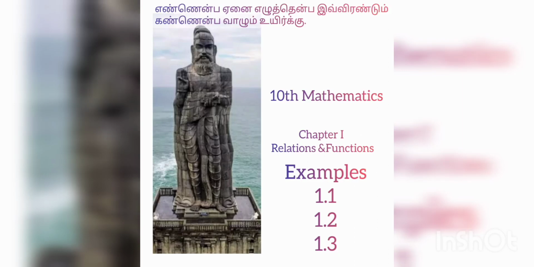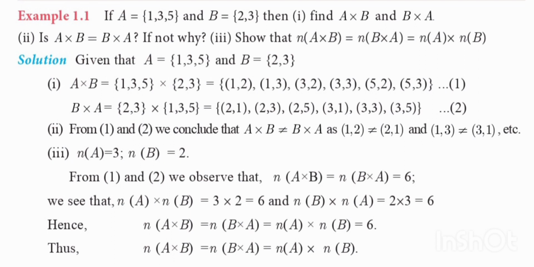This video contains three example problems 1.1, 1.2, 1.3 of chapter 1. The first problem 1.1 is: if set A has elements 1, 3, 5, and set B has 2 and 3, then subdivision 1: find A cross B and B cross A.